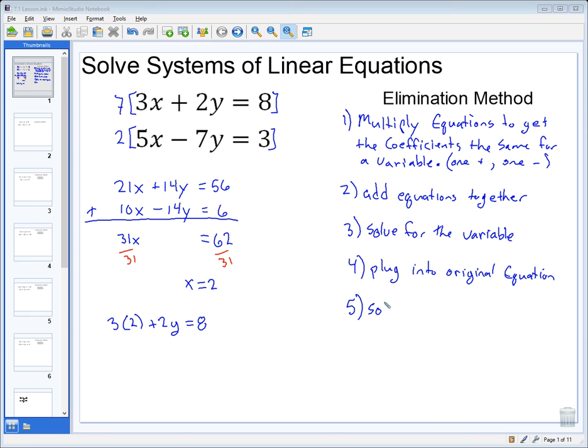And now I'm going to solve for the variable. So this would be 6 plus 2y equals 8, and I would want to subtract 6. That gives me 2y equals 2. So dividing, I get y equals 1. Now I want to write my solution as a coordinate pair, so I get (2, 1) is my solution.